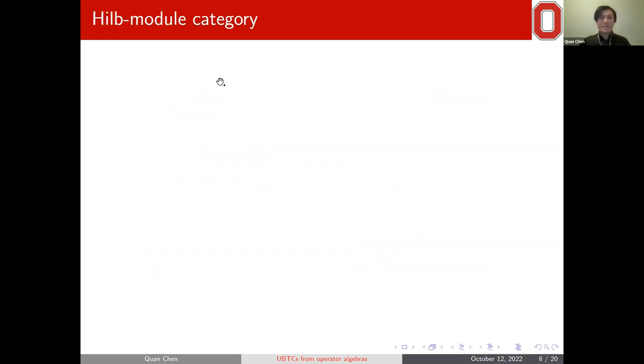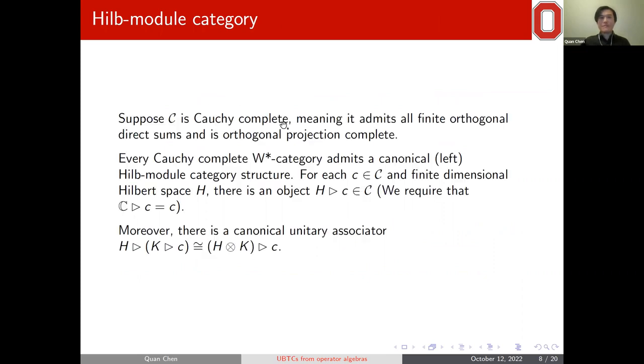So first, the Hilbert module structure. Suppose C is Cauchy complete. This W star category being Cauchy complete means it admits all finite orthogonal direct sums, which means that the direct sum of two objects is still an object in this category, like the direct sum of Hilbert spaces is another Hilbert space. It is also orthogonal projection complete. Well, we don't really need this condition, but we put it here. It doesn't matter.